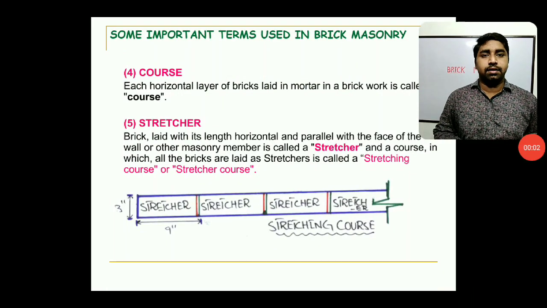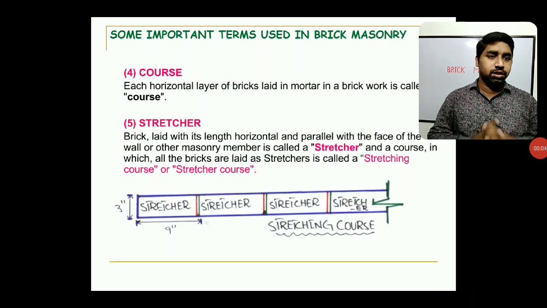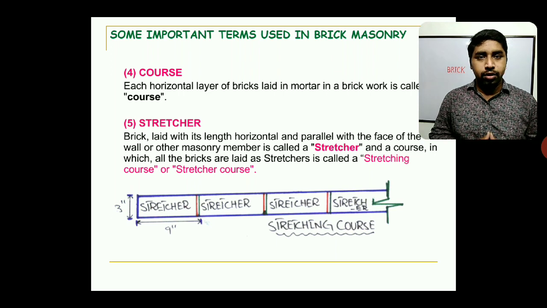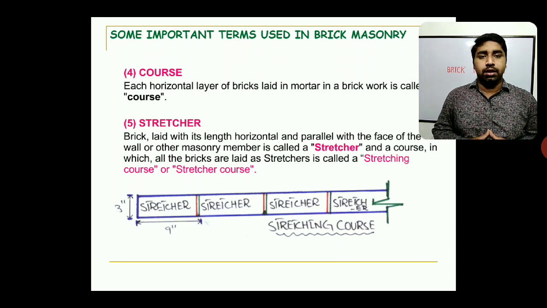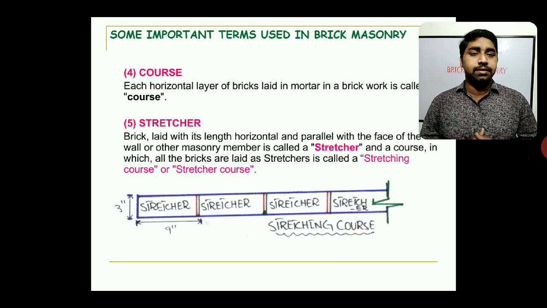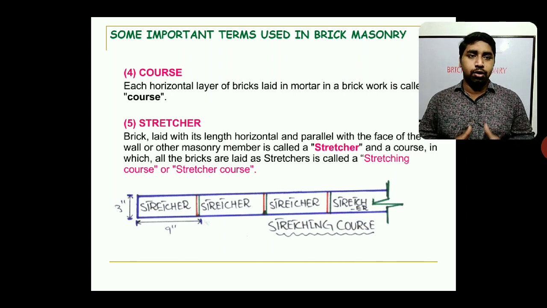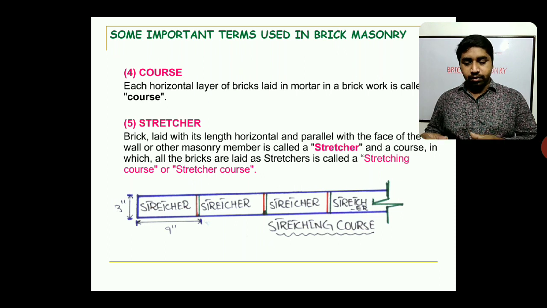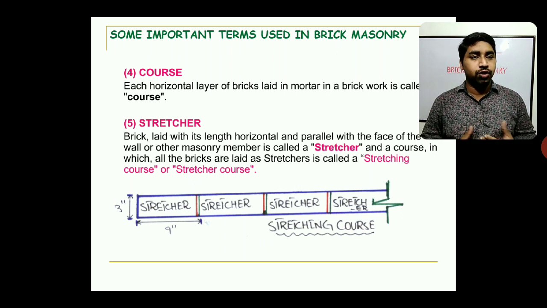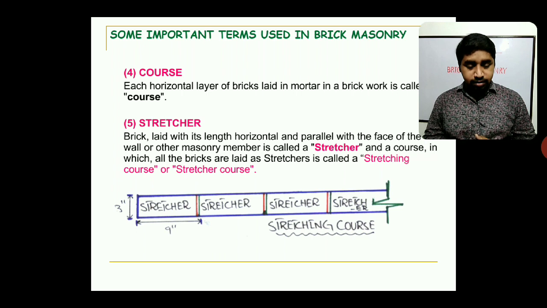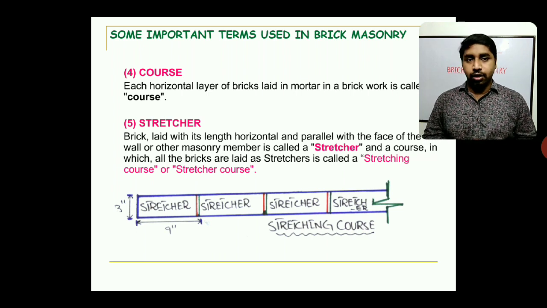So next, coming to course. What is this course? Brick course we call. Each horizontal layer of the bricks laid in mortar in a brickwork is called a course. Brick course means, when we are constructing a brickwork, what is going to happen? We are going to lay the bricks in layers, right? So that is what we call a brick course.